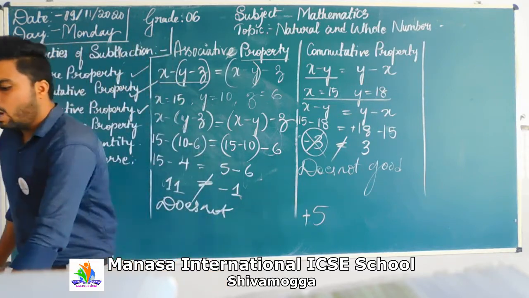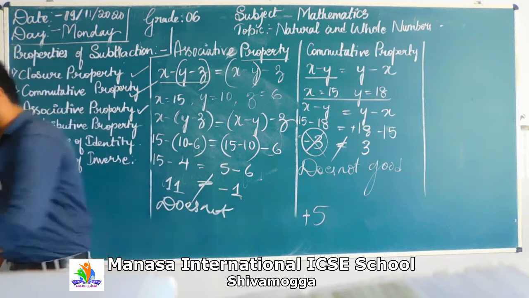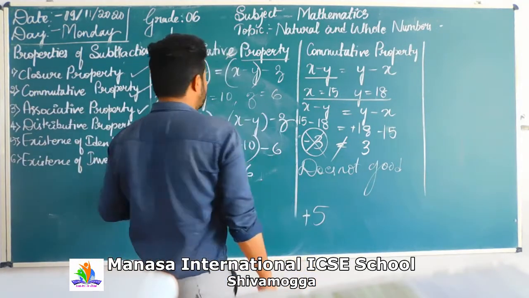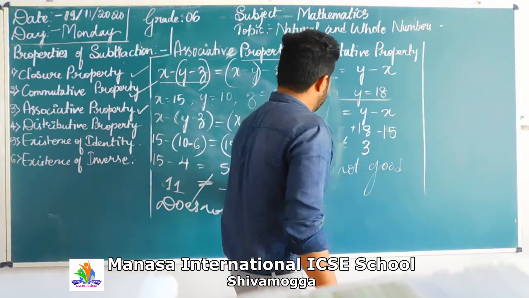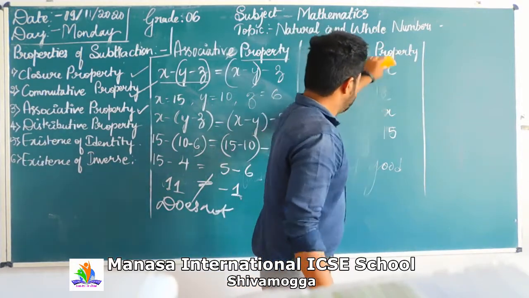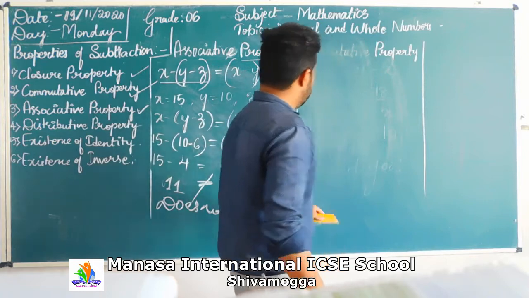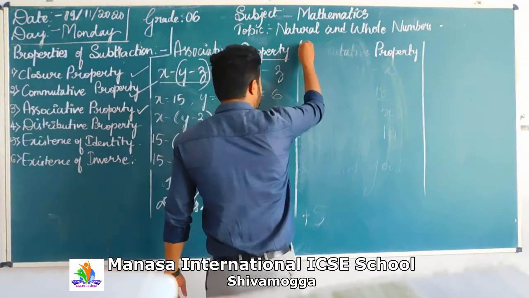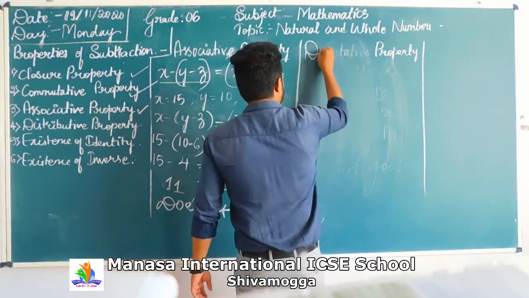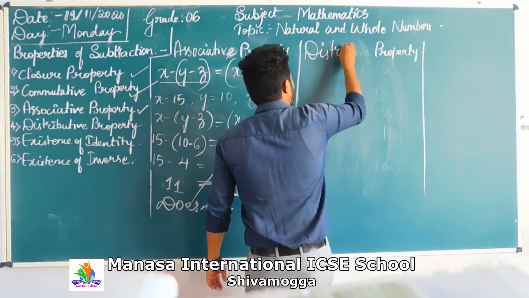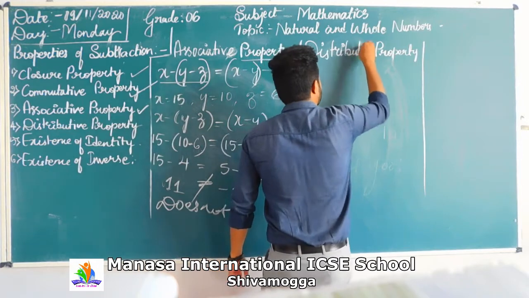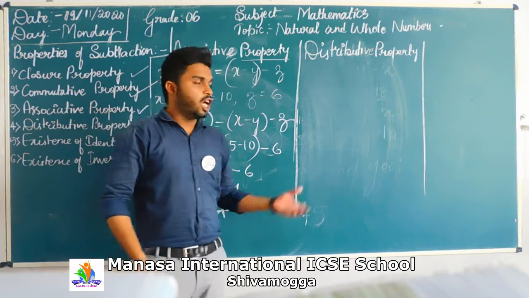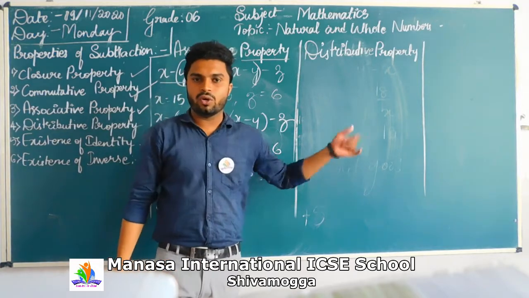Done? Yes. Now coming up for the next property, distributive property. These students, you are going to solve by your own. Take any number. This is your homework part. I have solved 3 properties. Now you can take your own.